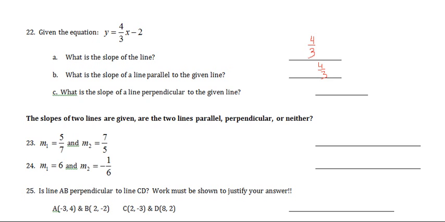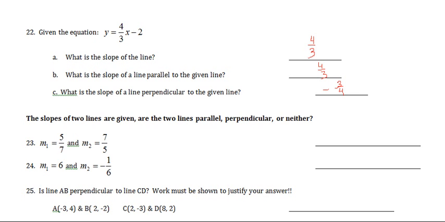What is the slope perpendicular? Well, it's got to be the opposite, so instead of a positive, it's a negative, and the reciprocal, which means I flip that fraction upside down. Okay, it says the slopes of the two lines are given. Are the two slopes parallel, perpendicular, or neither?